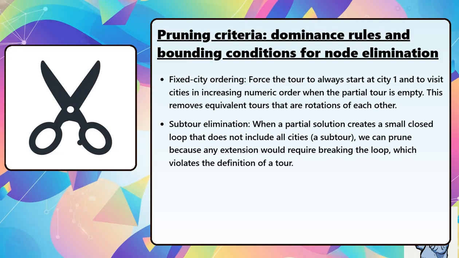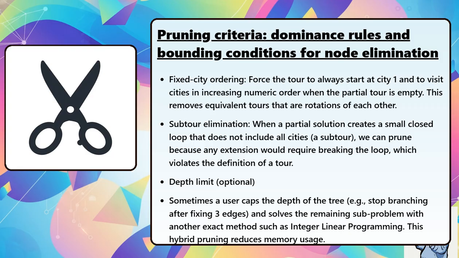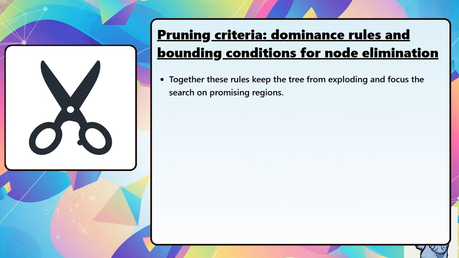Elimination. When a partial solution creates a small closed loop that does not include all cities, we can prune because any extension would require breaking the loop, which violates the definition of a tour. Depth limit, optional. Sometimes a user caps the depth of the tree, stopping branching after fixing 3 edges, and solves the remaining with another exact method such as integer linear programming. This hybrid pruning reduces memory usage. Together, these rules keep the tree from exploding and focus the search on promising regions.